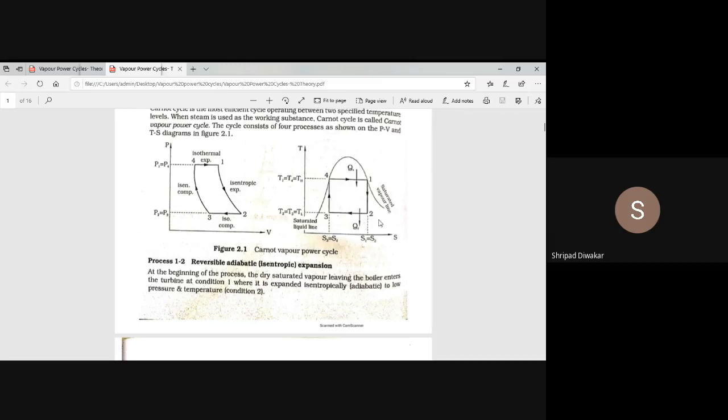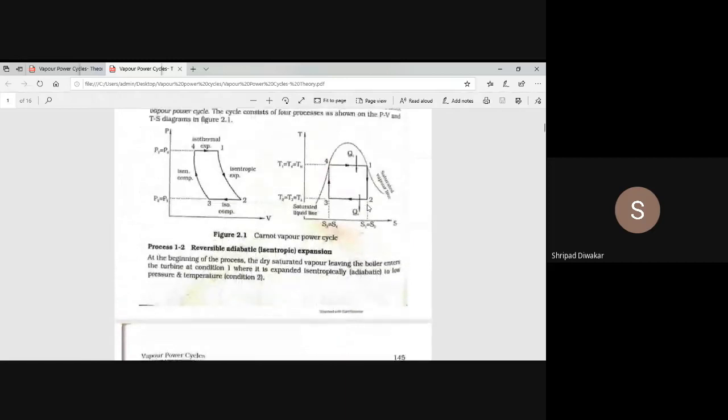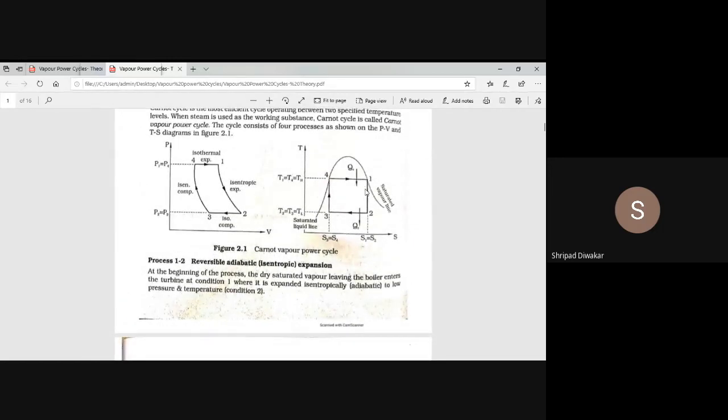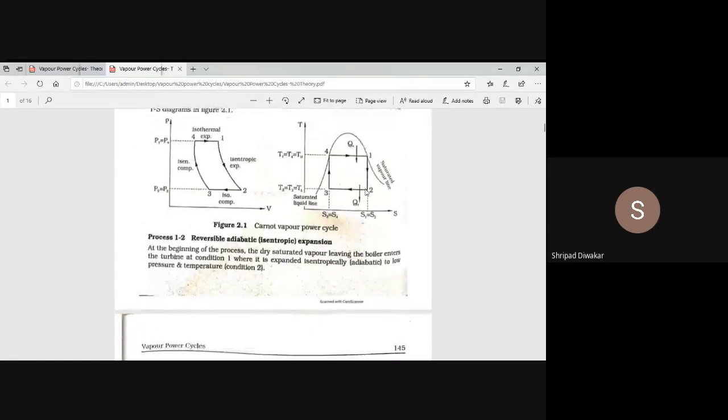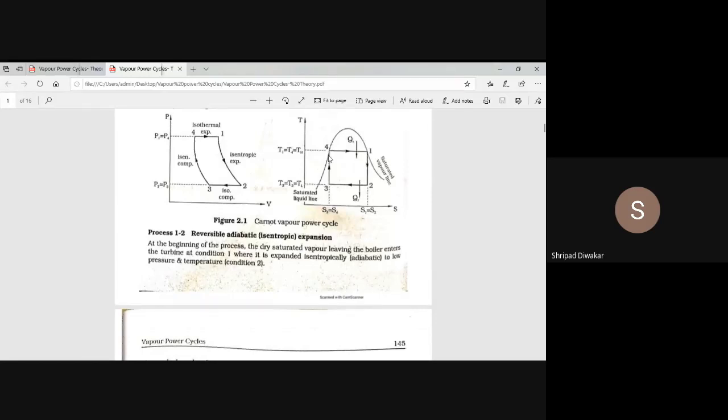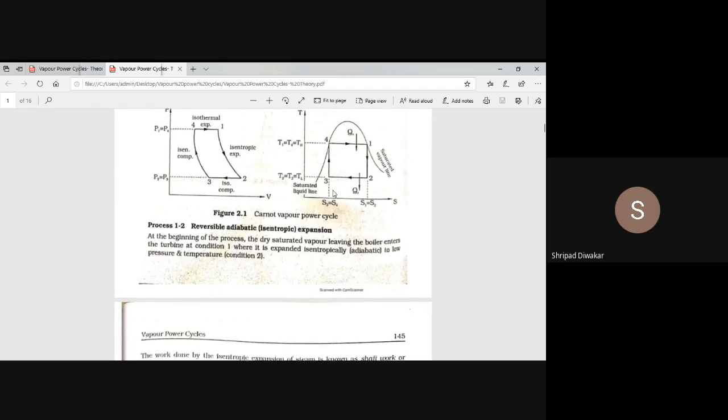So directly we have 4 processes, and based upon that you are going to find the efficiency. How are you going to find the efficiency of the Carnot cycle? 1 to 2, what is that? Heat supplied and heat rejected minus heat supplied. Once again, same thing, WT minus WC. Here 1 to 2 is your WT, and 3 to 4 is your WP. So H1 minus H2 minus (H4 minus H3). This is your net work done divided by heat supplied.